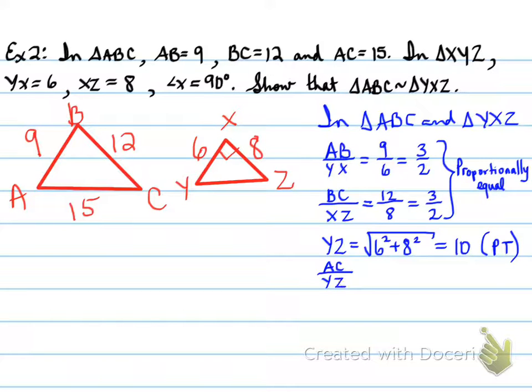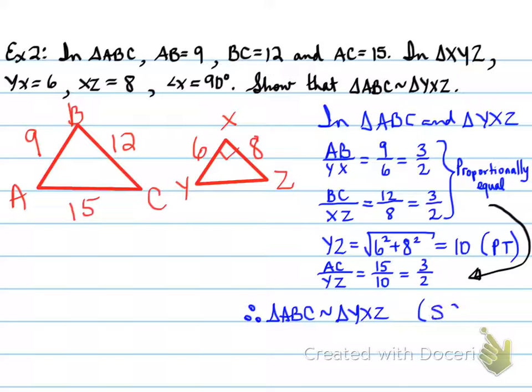So when I compare AC to YZ, 15 over 10 also gives me 3 over 2. And guess what? It's also the same scale factor as the other two. Therefore, you've proven that triangle ABC is similar to triangle YXZ because of side, side, side similarity. Contrary to that, we could have proven that there was a 90-degree angle here by using Pythagorean theorem to prove left side equals right side, and that also would have given us similarity by using side angle side similarity.